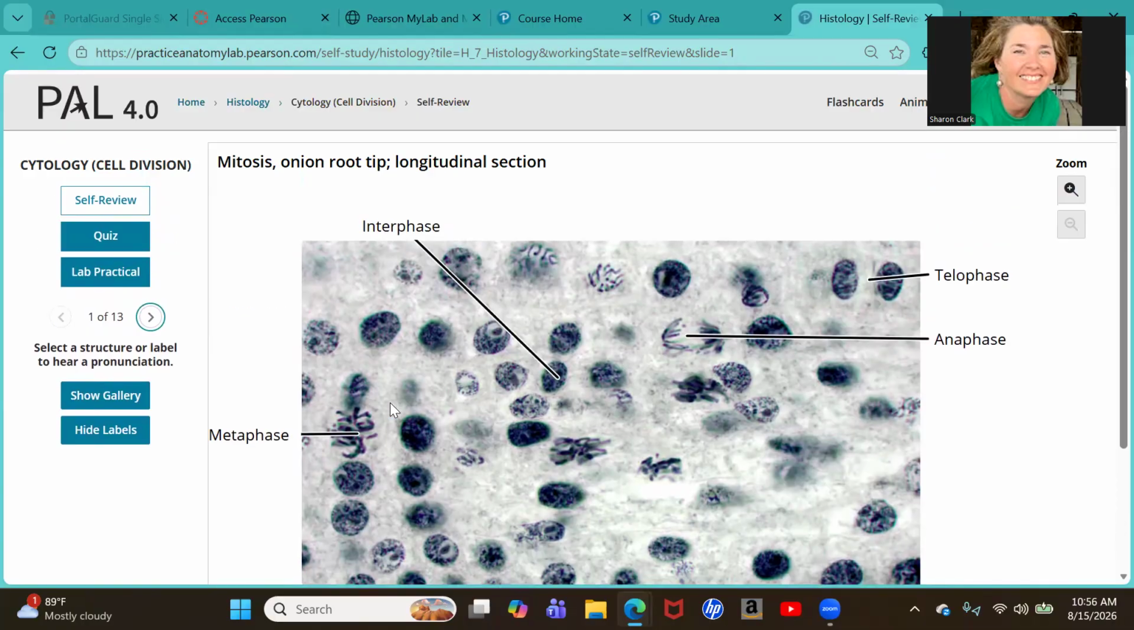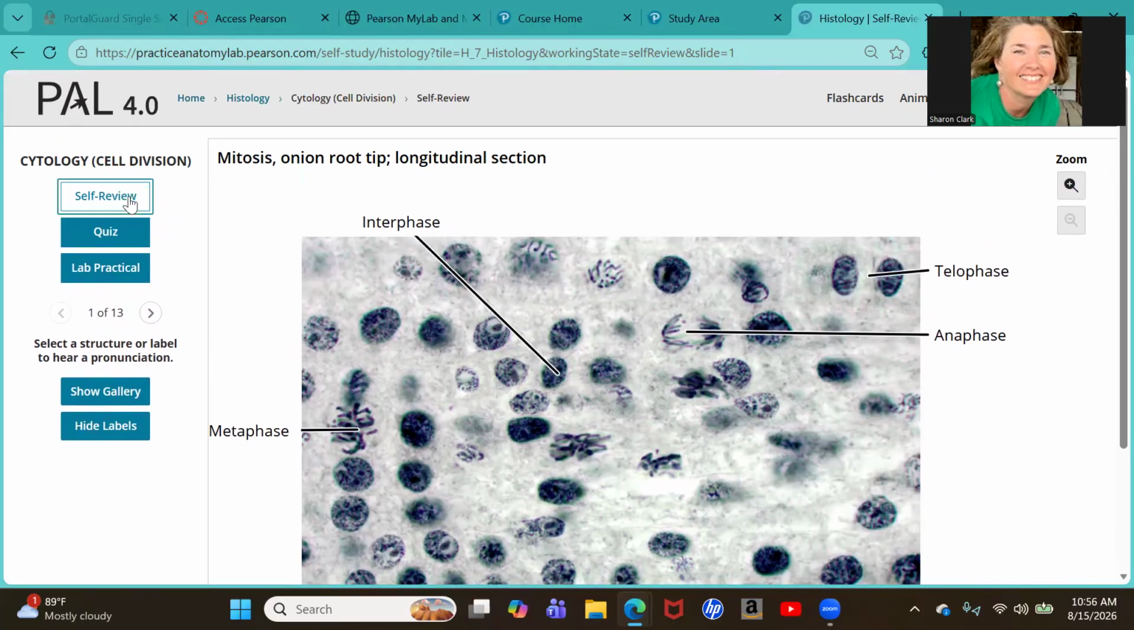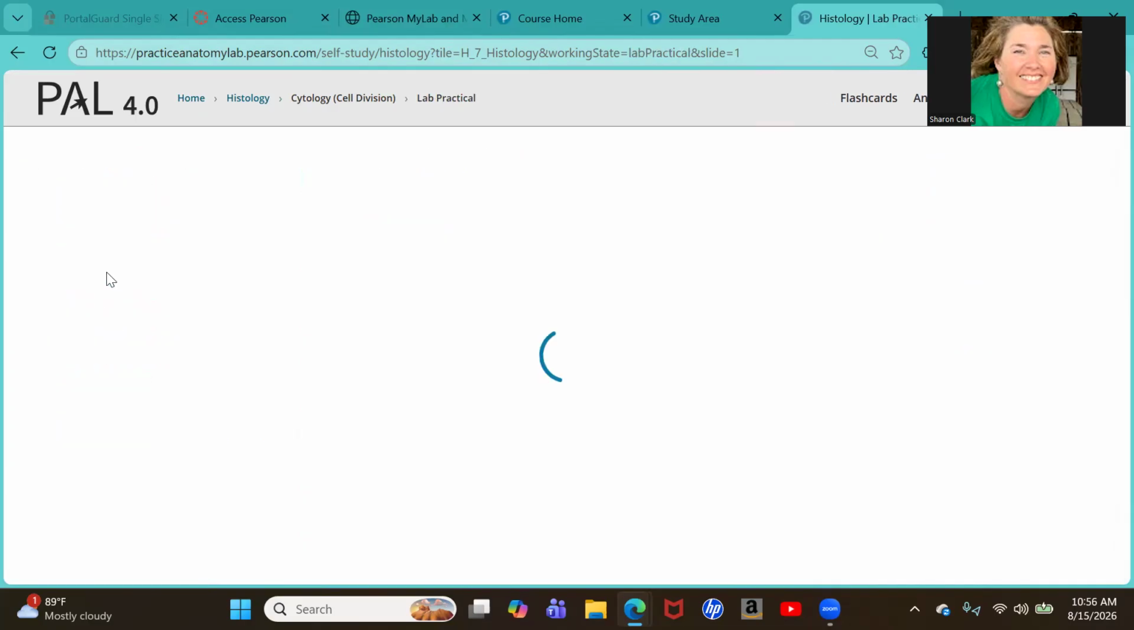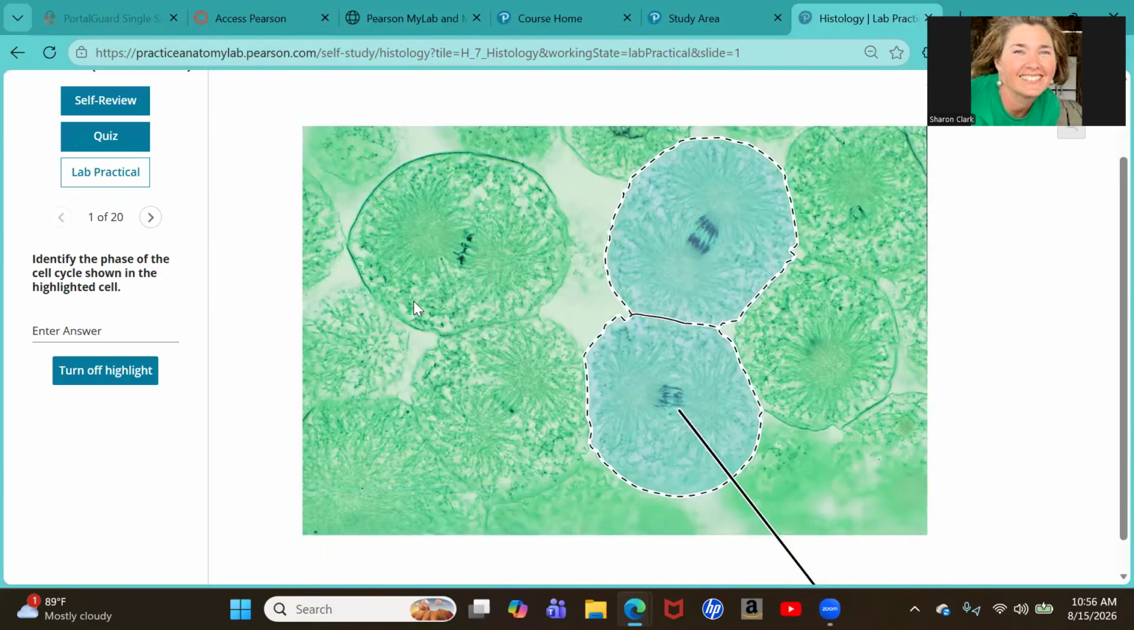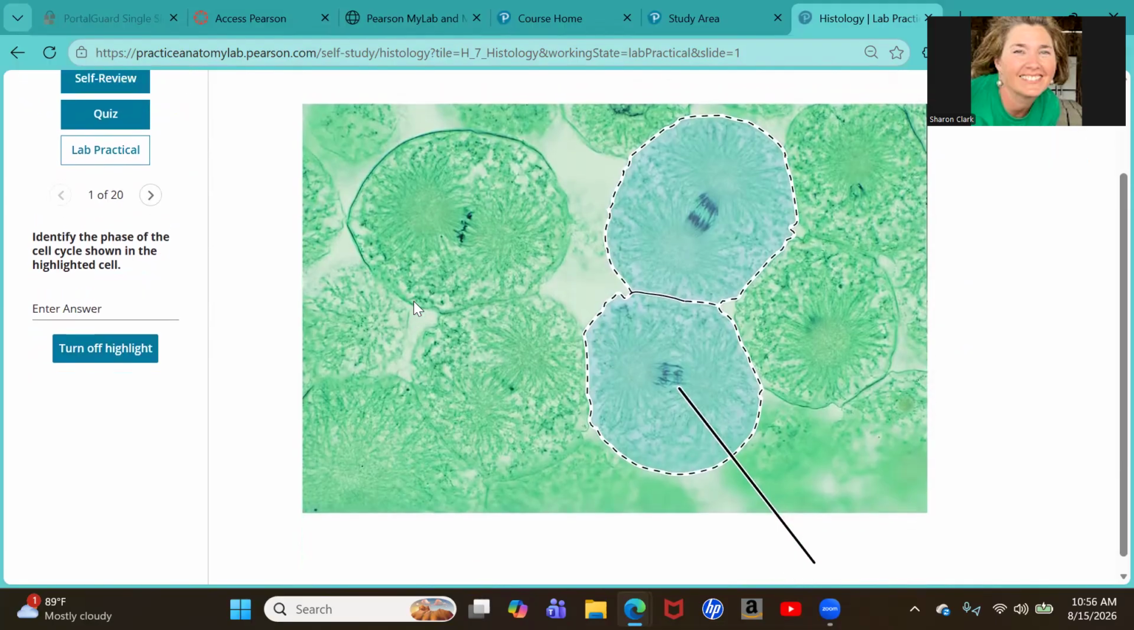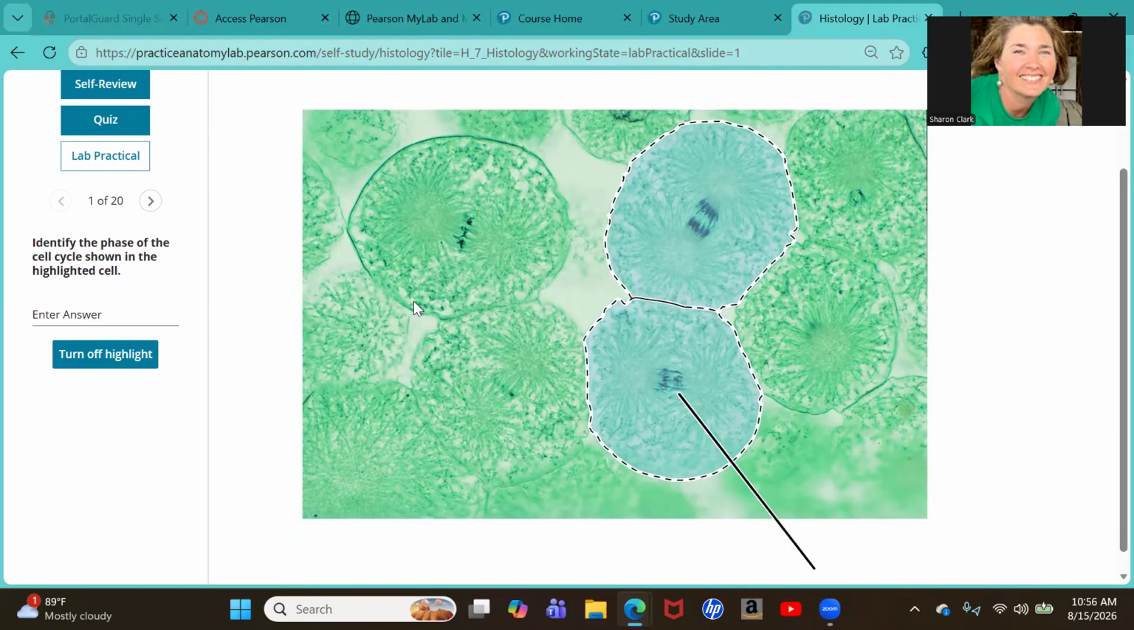So let's go to self-review or lab practical, and let's practice. Identify the phase of the cell cycle shown here in the highlighted cell. So what do you think? What are you seeing here? What are the characteristics? You see them pulling apart to the edges. So if you said anaphase here, you would be correct.